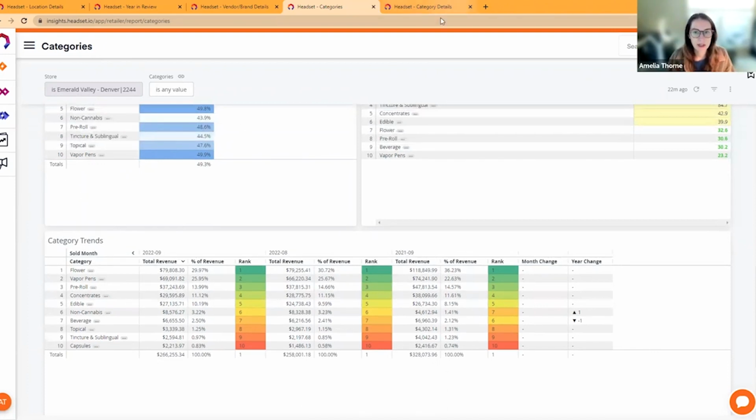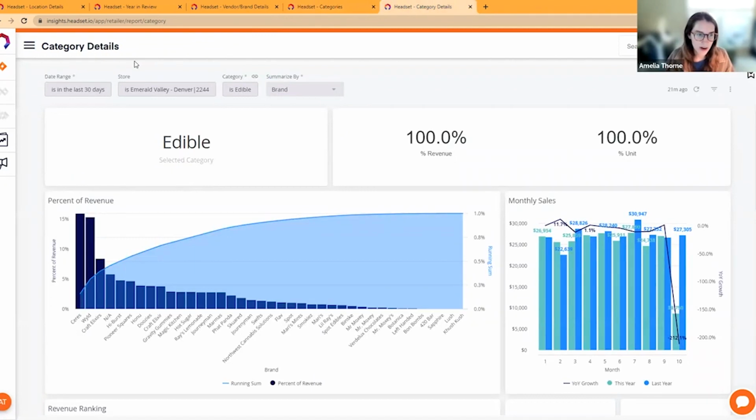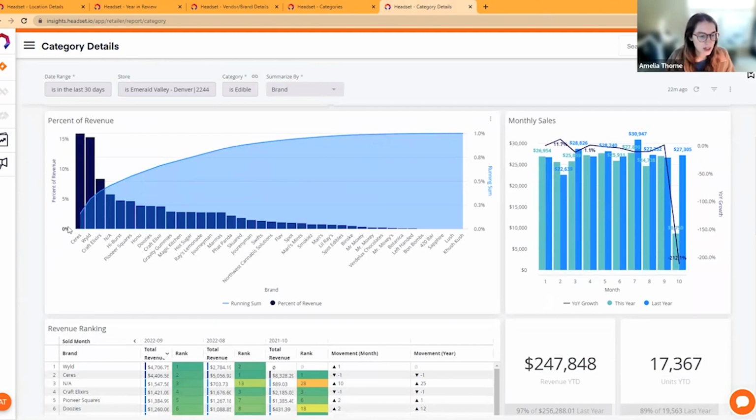All right, the next thing I want to jump into is category details, and this is going to be the last dashboard of this training. This is really cool because you can drill into a specific category here and look at it by brand or vendor. I'm looking at edibles right now. Percent of revenue is essentially showing a percent of revenue by brand, and then this is the running sum. All of these brands make up 100% of the edibles brand product mix. It looks like Sherry's is the front runner, at 16% of revenue within the edibles category. Wild is not far behind at 15%.